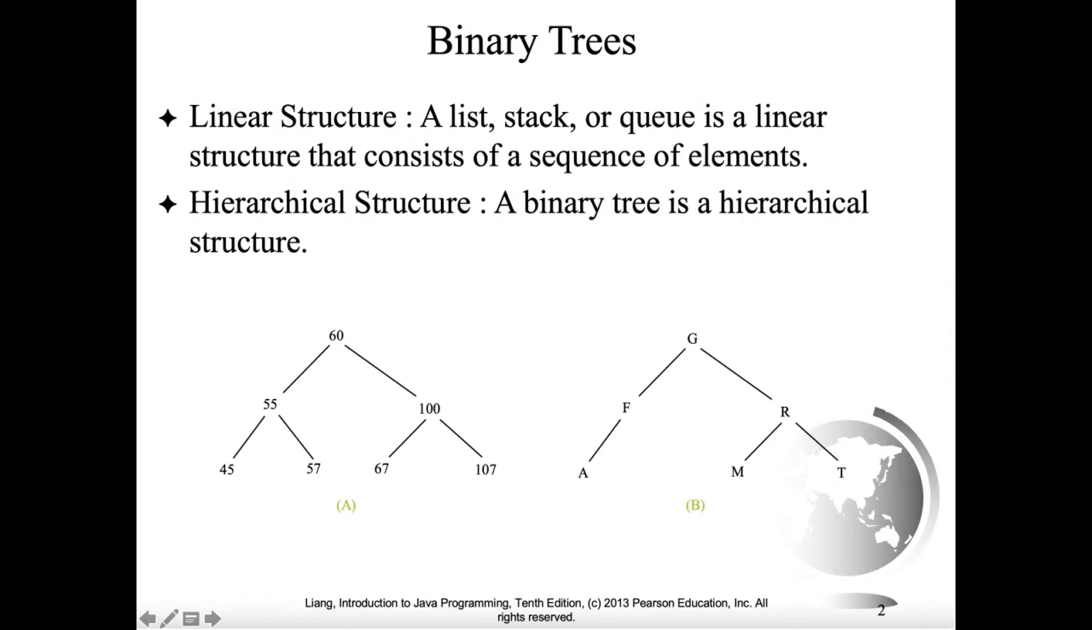So we learned length and we learned path. Another definition that we have is the degree. The degree of a given node is the number of children that that node has. So the leaf degree is 0, it doesn't have any children.